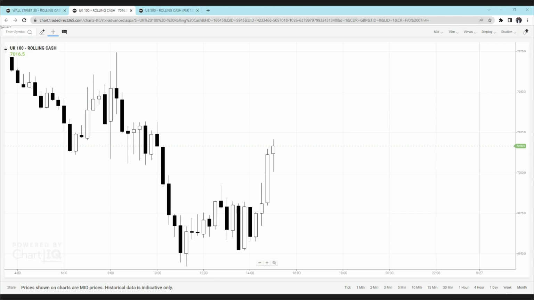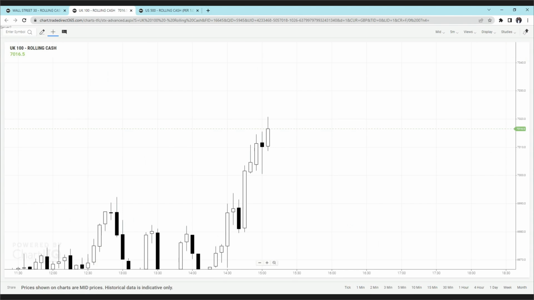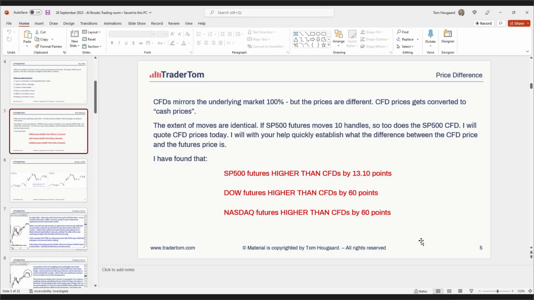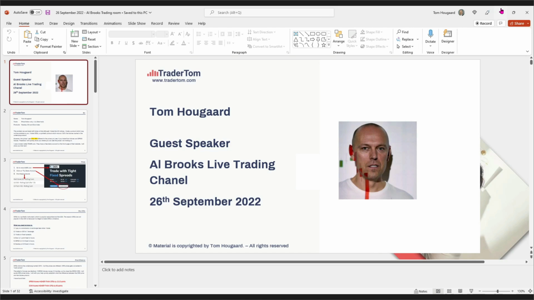I hope that in spite of us trading different instruments, that you're still able to get something out of this. If you want me to, I can just very quickly show you this again. So you will see your S&P 500 futures are 13 points higher than the S&P 500 product that I'm trading. And the Dow is 60 higher than the product I'm trading, and the NASDAQ is 60 higher than the product I'm trading. Okay. We can go through this education later if we want.